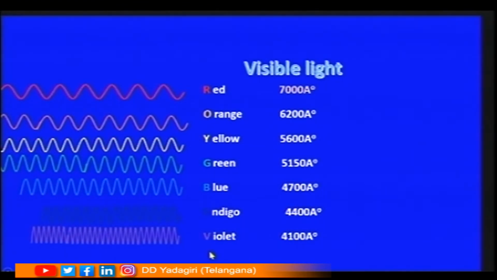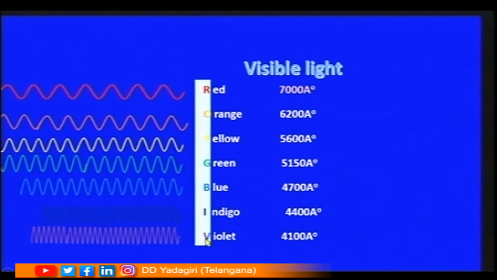If you take the first letter from all the color names, reading from bottom to top, that is VIBGYOR. So this is known as the VIBGYOR spectrum of visible light.